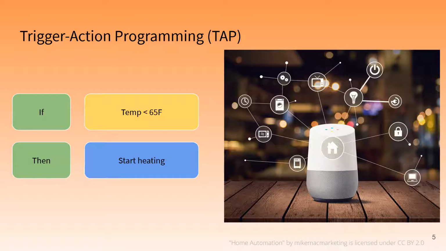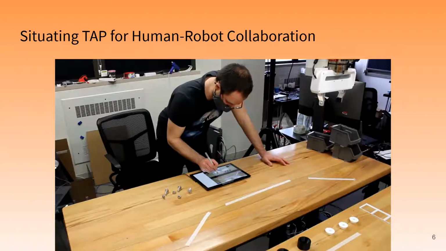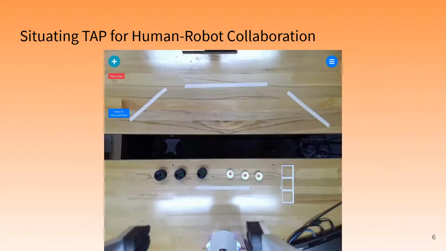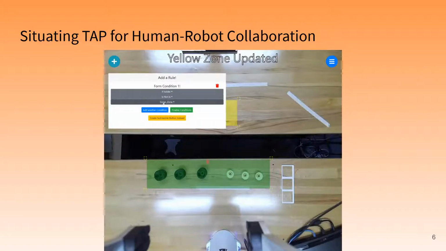To make TAP applicable to human-robot collaboration, we extended it in two ways. First, we situate TAP in the state of the environment. We use a tablet to display the video from a robot-mounted camera, and the user can annotate and refer to this live feed to create trigger action programs.